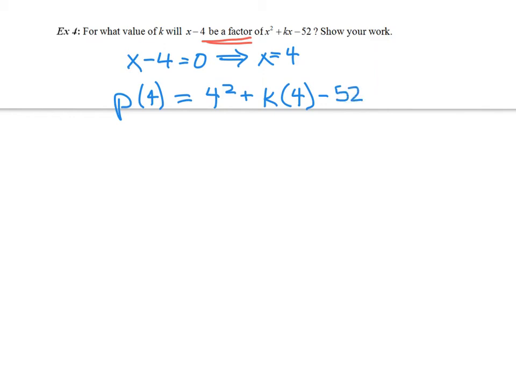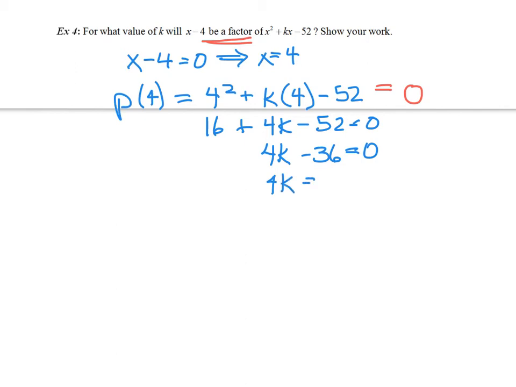Now, if I do want this to be a factor, that means that the function value by the remainder theorem has to turn out to be 0. So let's do the calculation here. I've got 16 plus 4k minus 52 is equal to 0. So 4k minus 36 must equal 0. 4k must equal 36. So k must be 9.